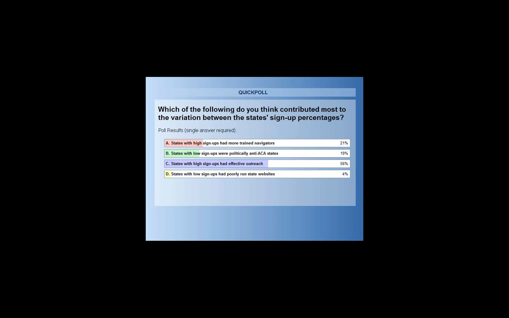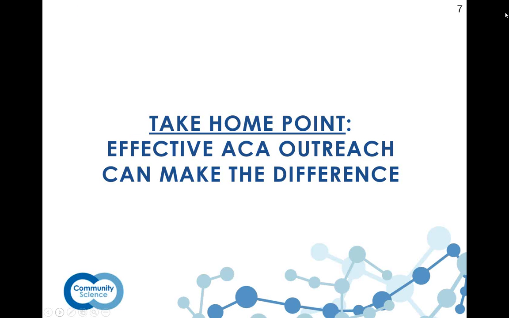Being able to target the need and having the local, cultural, and community-specific knowledge to motivate action to enroll among the uninsured is absolutely critical to effective outreach. So, as you can see from this exercise, examining state variation in ACA enrollment, just how important effective outreach can be for the bigger picture of expanding health insurance coverage among the uninsured and underinsured.